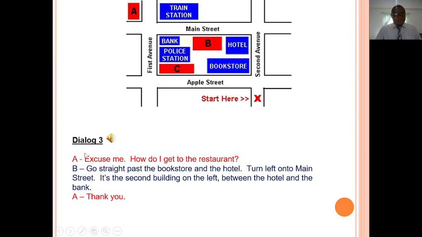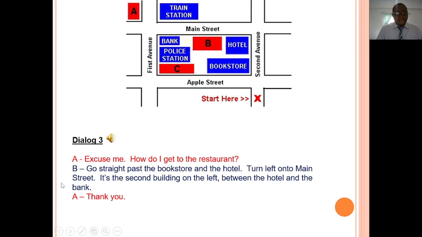Dialogue number 3. Let's practice dialogue number 3. A. Excuse me. How do I get to the restaurant? B. Go straight past the bookstore and the hotel. Turn left onto the main street. It's the second building on the left between the hotel and the bank.